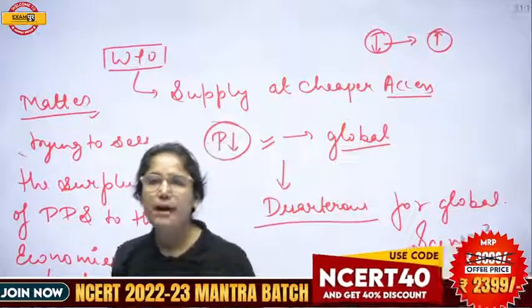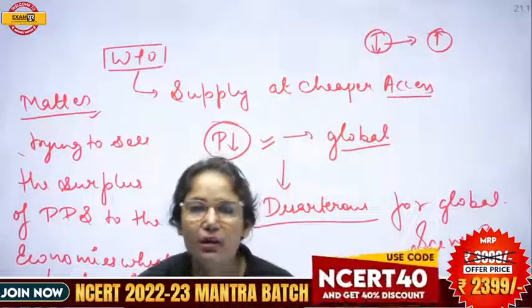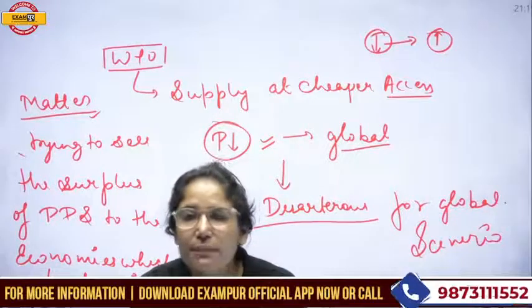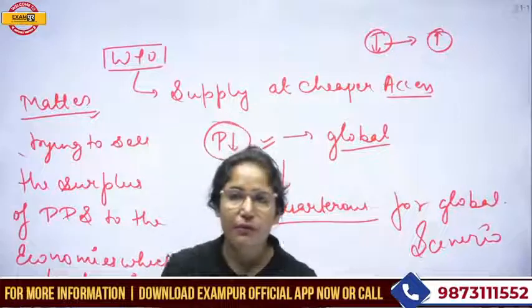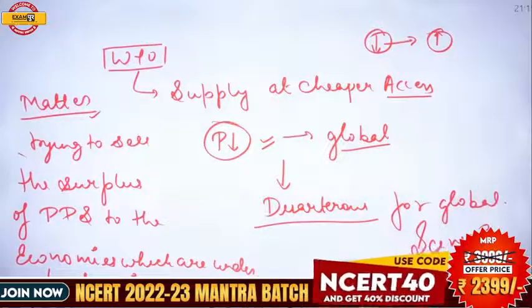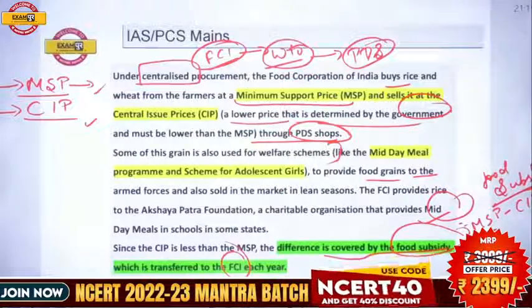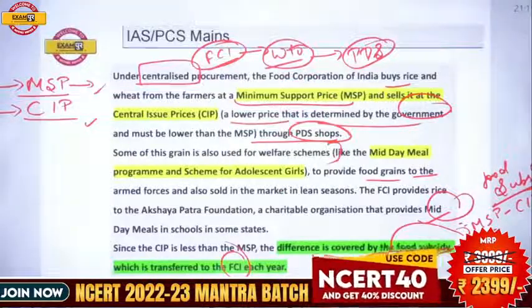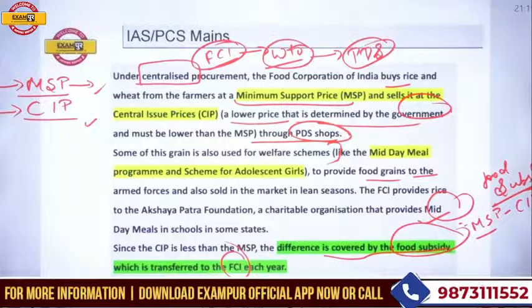Our main aim in providing the PDS is just to provide the requirements of survival to the people, so that they could fulfill their needs. Okay? Next is all about centralized procurement. MSP and CIP are both centralized procurement coming under the FCI, and the difference between the two is the food subsidies. What is CIP?